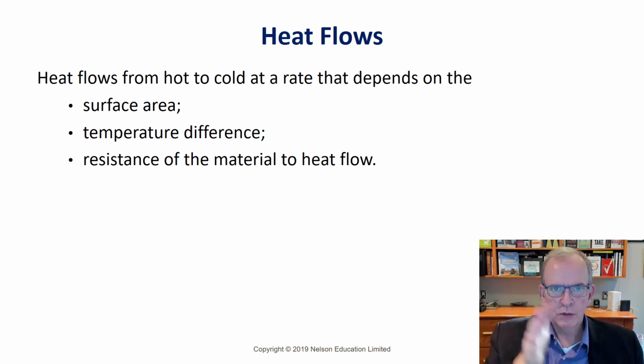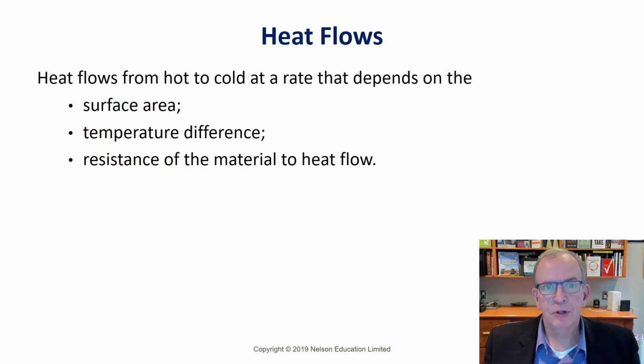If you're the townhouse on the very end, you have three sides: the exterior side, the front, the back, and the ceiling. So you're going to have more surface area, so you're going to have more warm trying to move to cold in the wintertime. It also depends on the temperature difference.